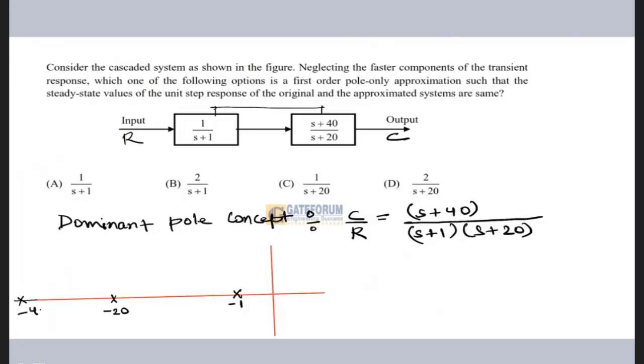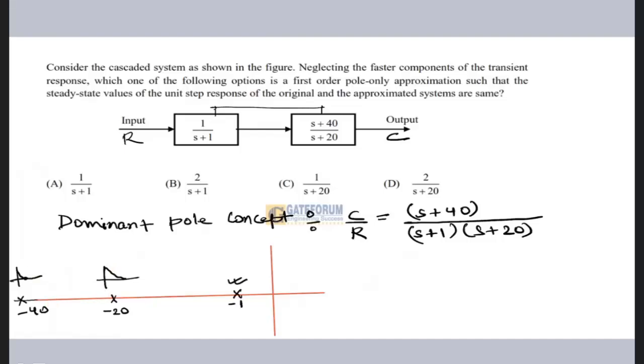-20 and -40 are lying far away compared to this particular pole. So their transient will die out quickly. This will not have any significant impact. These two poles will not have any significant impact on the transient analysis of the overall system. So I can neglect these two poles.